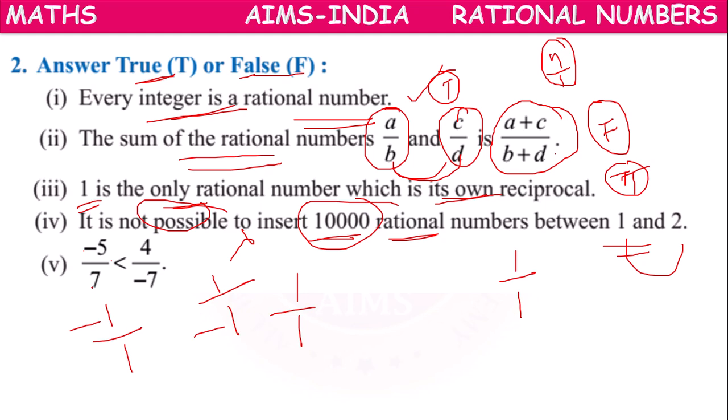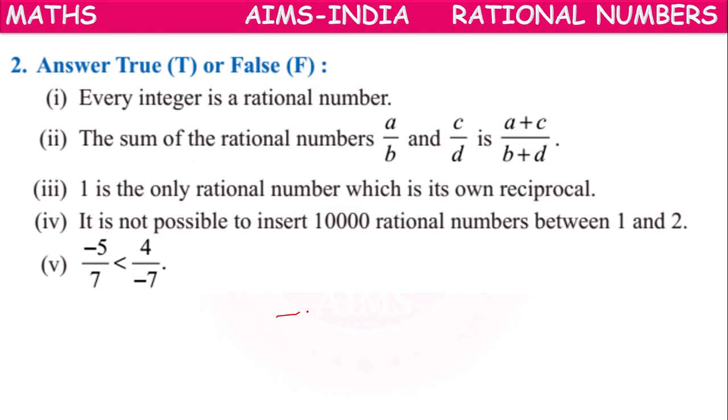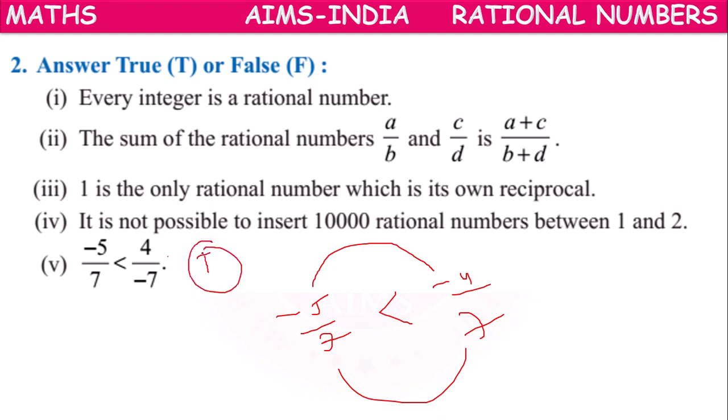Next, minus 5 by 7 less than 4 by minus 7. So, minus 5 by 7, 4 by minus 7, the minus from the denominator we will keep up in the numerator, minus 4 by 7. Now, denominators are same. Minus 5 is less than minus 4. Yes, true.